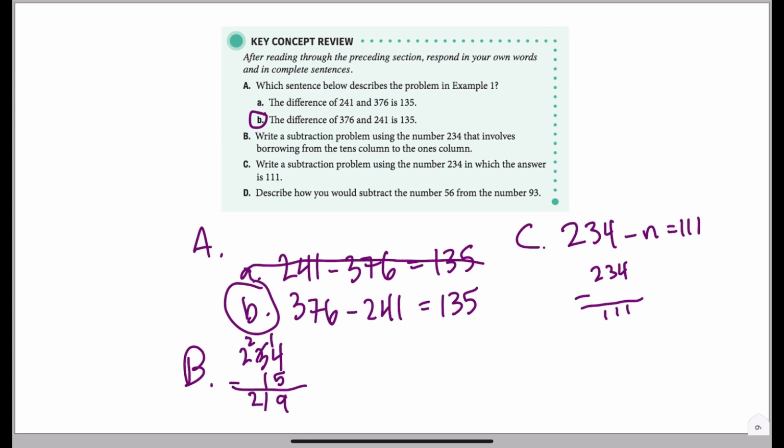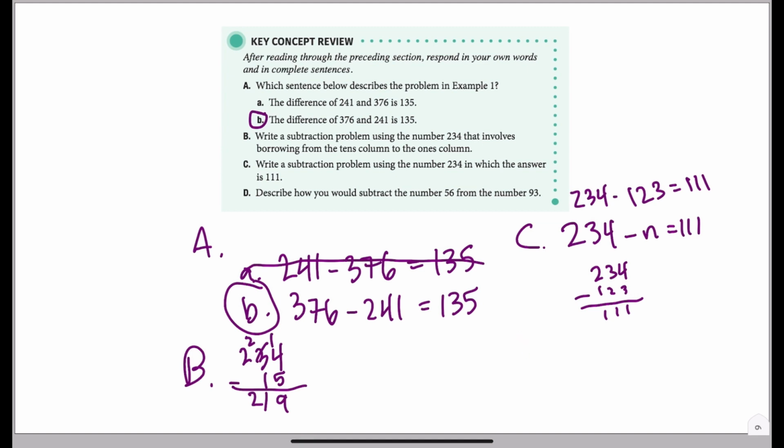So let's see, 4 take away 3 would leave me 1, 3 take away 2, and 2 take away 1. Cool. Okay, so 234 take away 123, excuse me, would leave 111. Okay, perfect. So I've got one for C.